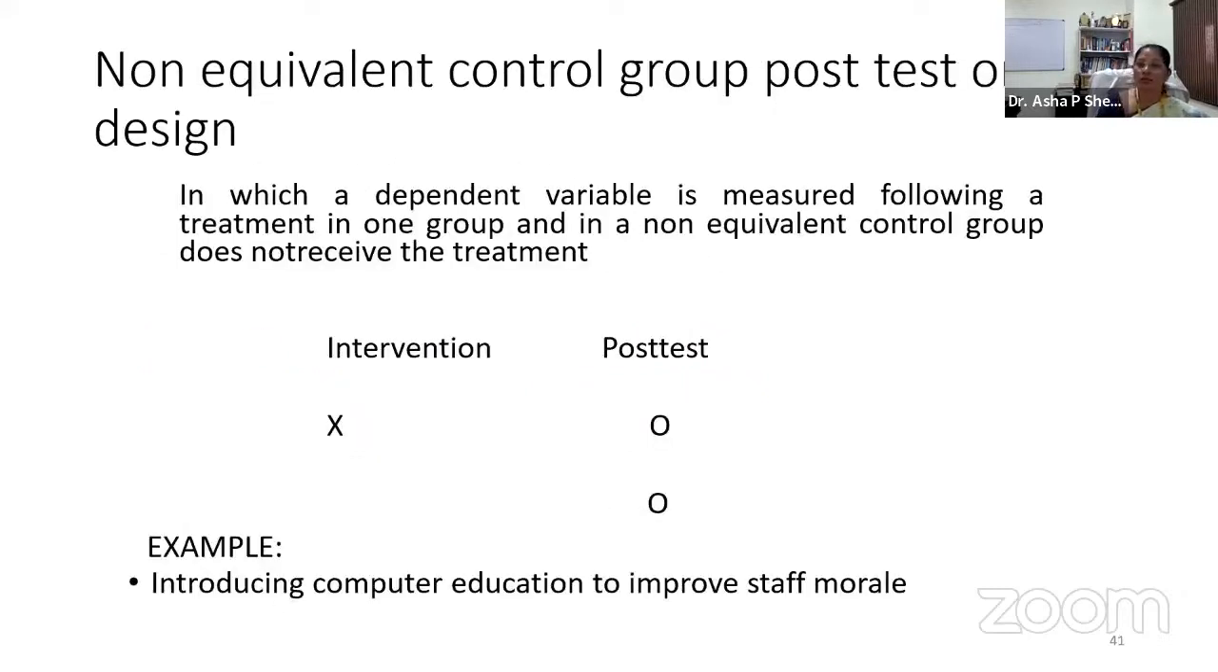Next is the non-equivalent control group post-test only design. Exactly like the previous design, a dependent variable is measured following the treatment in one group, and a non-equivalent control group does not receive the treatment. So there is no pre-test here. The experimental group receives the treatment and the control group has no treatment, and both groups are given the post-test. For example, if we introduce computer education to improve staff morale.